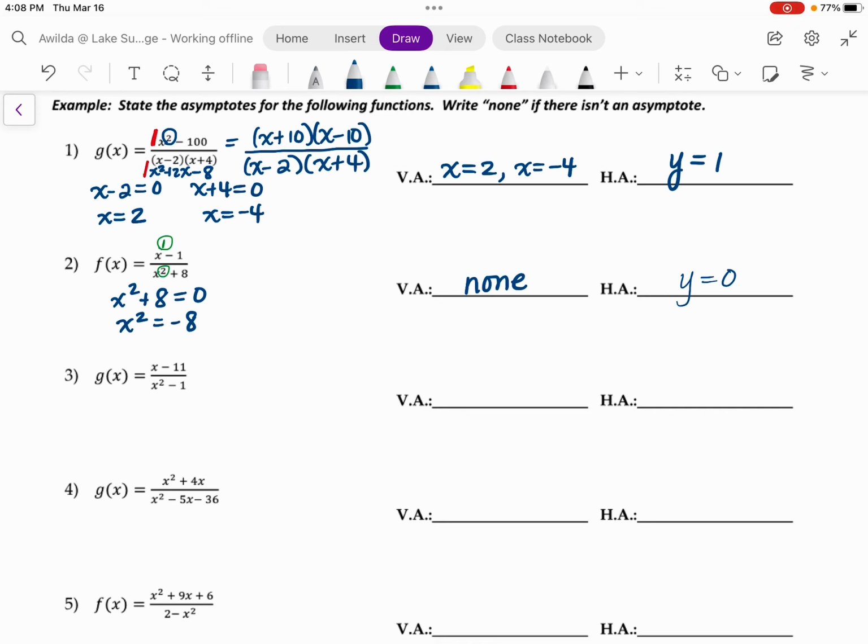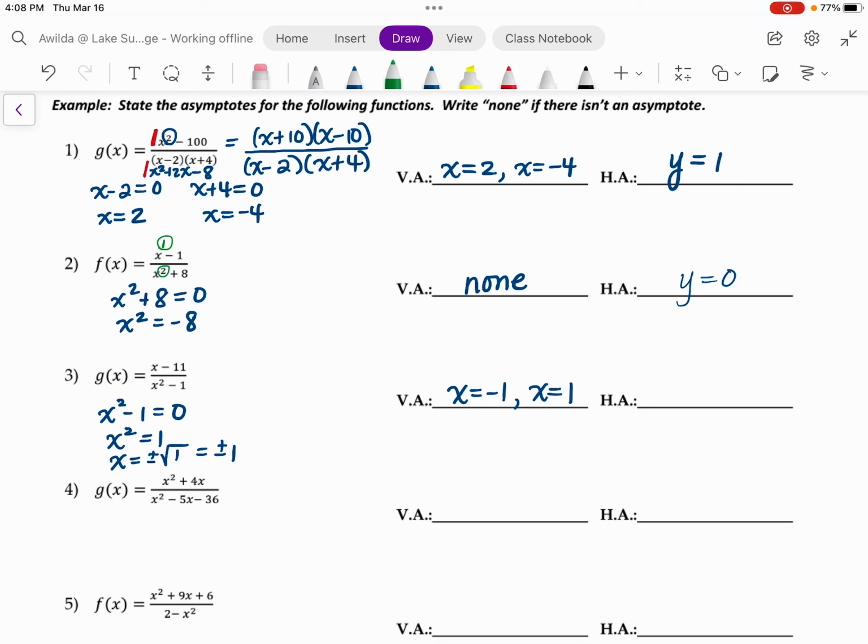Next, let's look at g of x equal to x minus 11 over x squared minus 1. Here in the denominator, if we set x squared minus 1 equal to 0, we see that x squared must equal 1, and x must be plus or minus the square root of 1, which is plus or minus 1. So we have two vertical asymptotes. Note that none of these are the same as any zeros in the numerator. So we have x equals negative 1 is one of the vertical asymptotes, and x equals positive 1 is another.